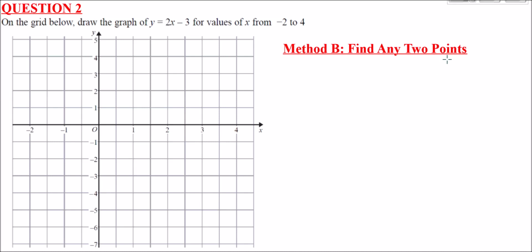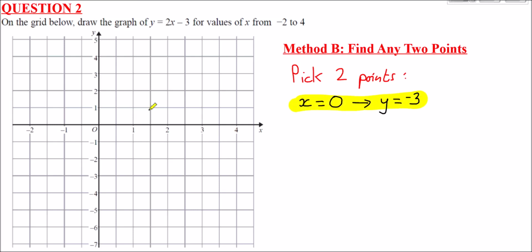And all you need to make a straight line is just any 2 points. So we could pick just any 2 values. So for example, pick 2 points. And the points you pick are entirely your choice. I'm going to pick x equals 0. If we pop x equals 0 into this, y equals 2 times 0 minus 3. So we get when x is 0, y is minus 3. So that's this point down here.